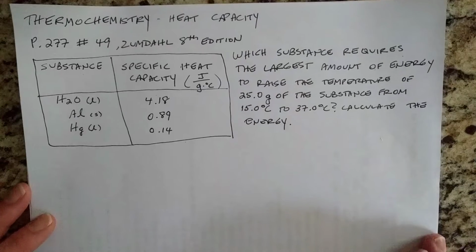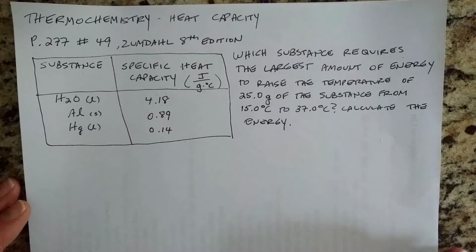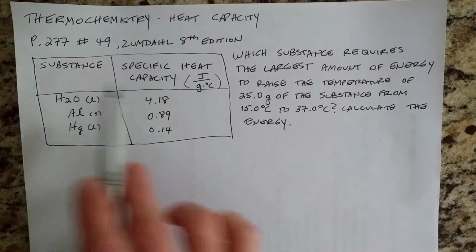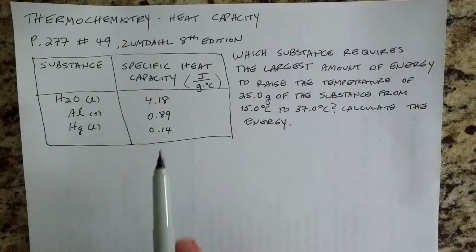This is a thermochemistry problem about heat capacity on page 277, number 49 of the Zumdahl 8th edition textbook. The problem refers us to table 6.1, so I have put a few values from that table right here, and the question says, which substance requires the largest amount of energy to raise the temperature of 25.0 grams of the substance from 15.0 degrees C to 37.0 degrees C.